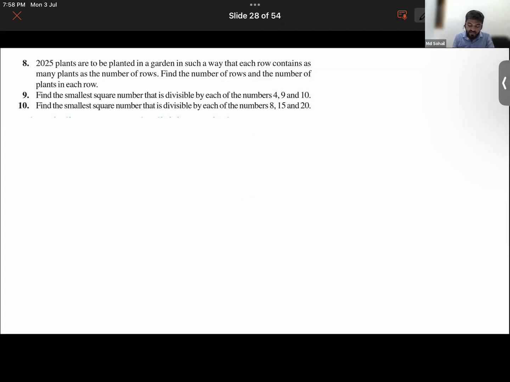Now, see question number 9 and 10. Those are also easier. So what you guys need to do in both of them is just take their LCM. In your junior classes, you guys must have solved questions like this. The first question is find the smallest square number that is divisible by each of the numbers 4, 9, and 10. So I'm solving one of the questions, the other you guys will solve yourself. So 4, 9, and 10.